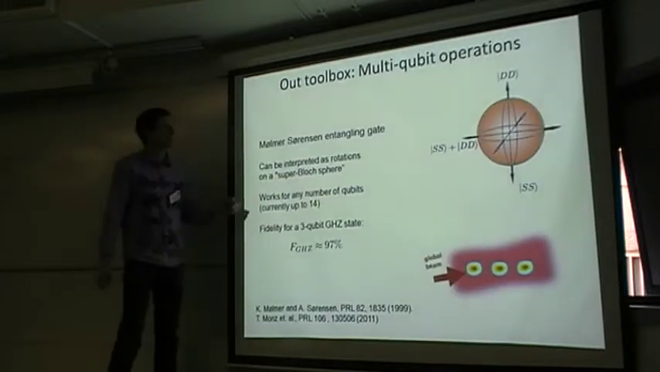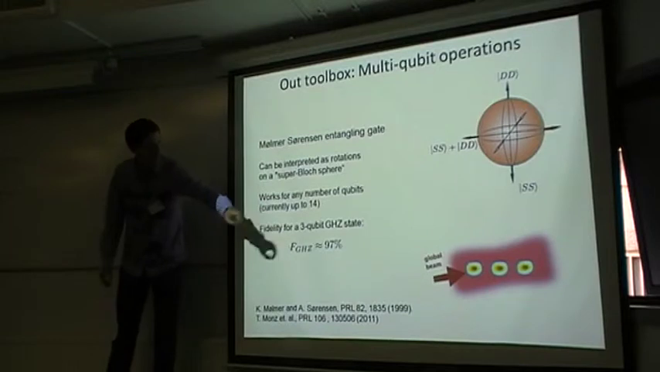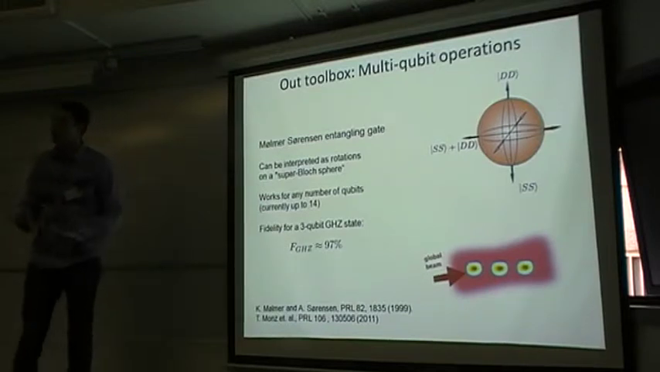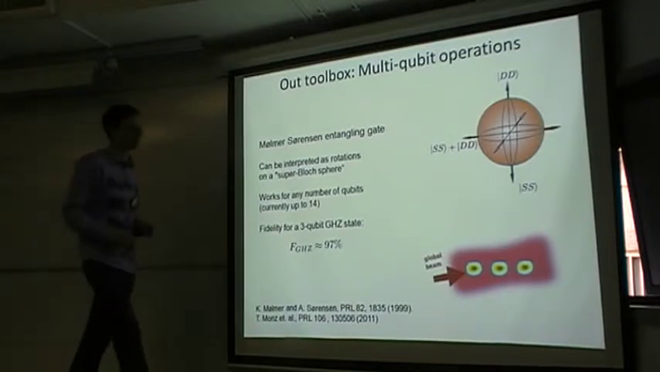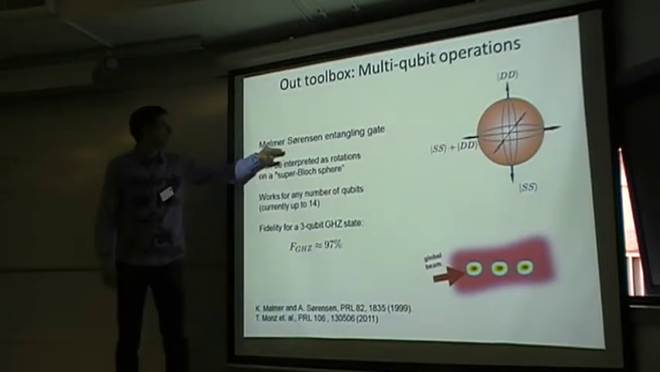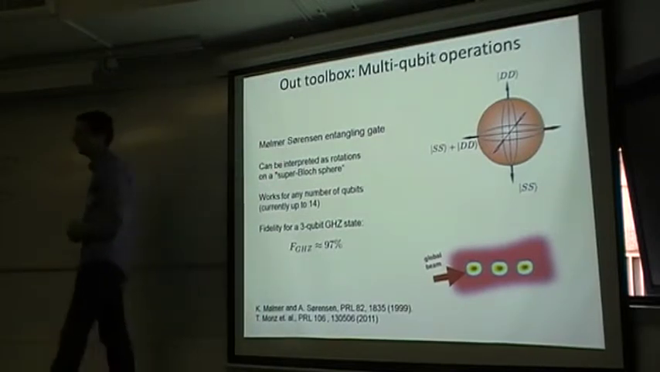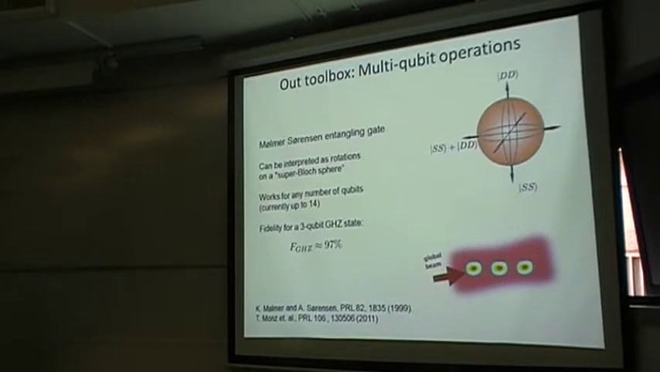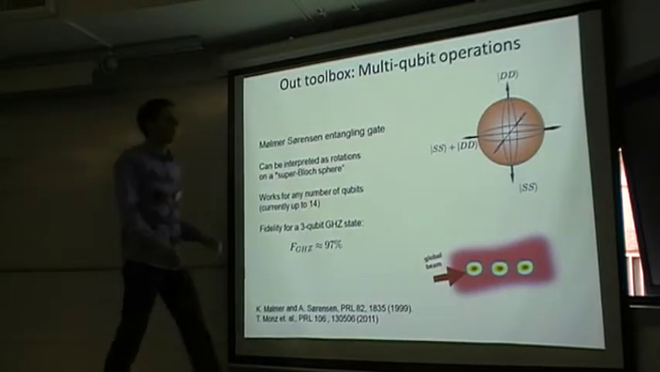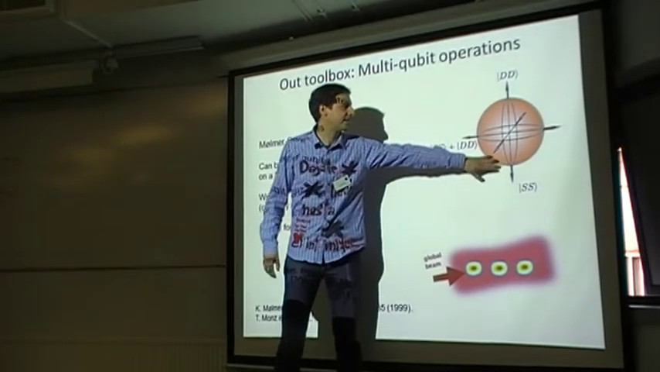Okay, and then you have also an entanglement operation, and for the entanglement operation we also use this global beam that manipulates all of these ions at the same time. It's a so-called Mølmer-Sørensen entanglement operation. What it actually does, I will explain in a minute, but you can look at it as something like a super Bloch sphere.